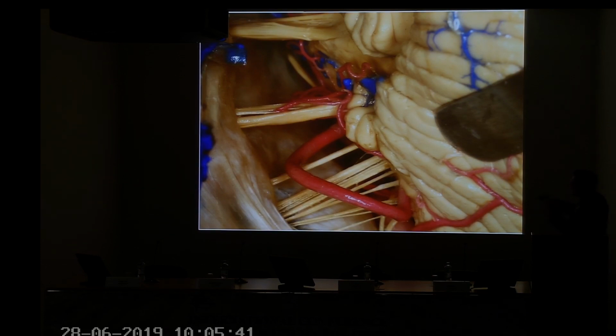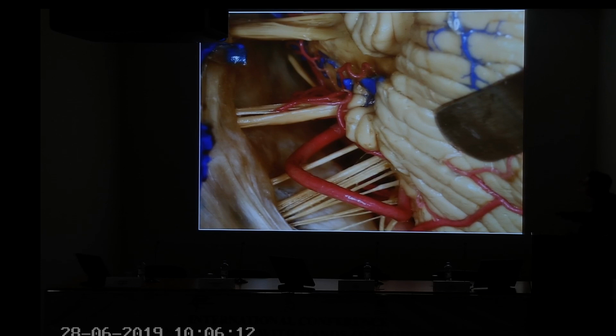You have many windows in the retrosigmoid approach because you can also go extreme lateral retrosigmoid, like the professor said yesterday. Here you see the 5th nerve. Here the 6th nerve. This is Dorello. This is the 7th and 8th. This is the lower cranial nerves, of course. You have two windows: between the 5 and the 7 and 8, and between the 7 and 8 and the lower cranial nerves.